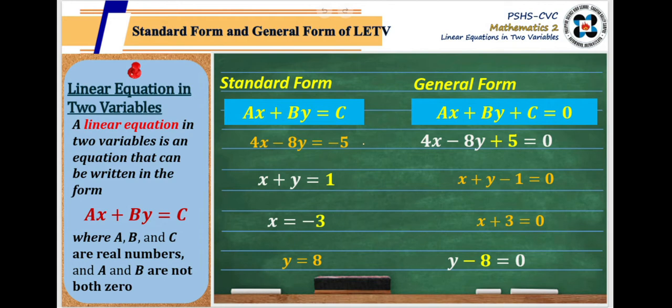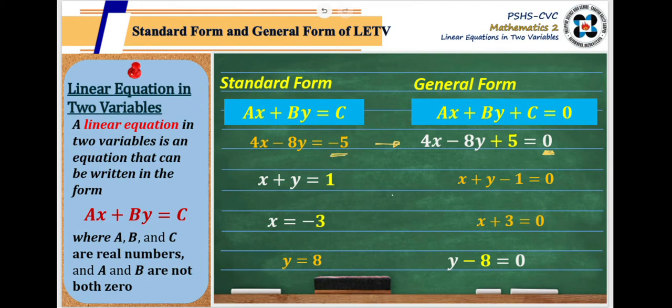Okay, so here's a list of equations written in standard form and general form. For example, 4x minus 8y equals negative 5, that's the standard form. And to write it in general form, we just have to transpose negative 5 to the left side. So you'll have 4x minus 8y plus 5 is equal to 0. Take note, in the general form, 0 is always found on the right side of the equation. But for the standard form, you can see the constant term on the right side of the equation.